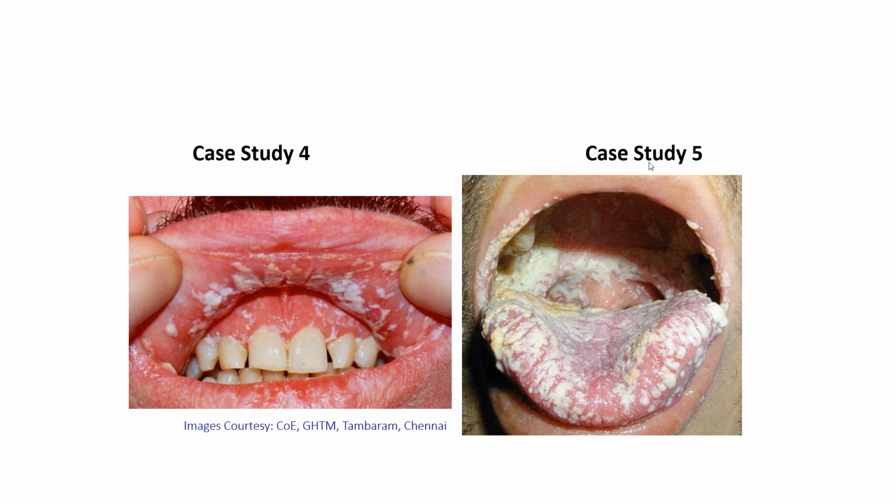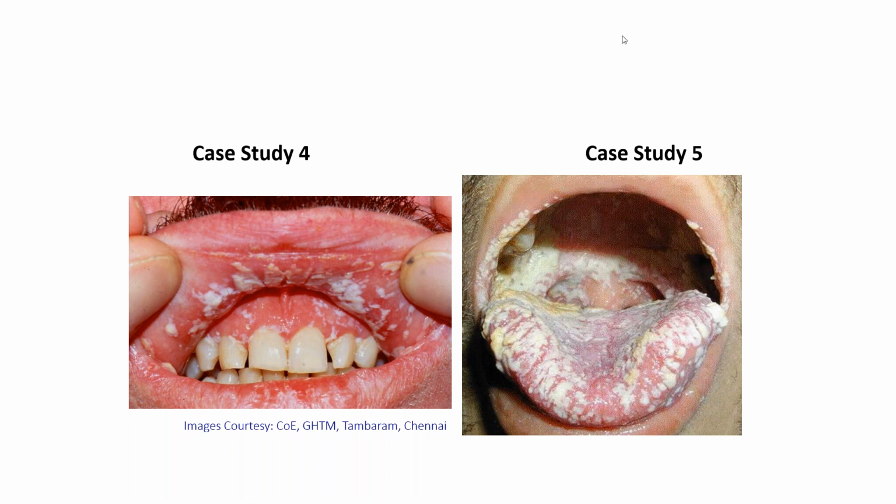If you look at case 5, it is far more extensive. What is happening is you can see that there are these lesions on the tongue, on the dorsal surface. There are also lesions on the soft palate. You can also see the lesions in the fauces. If you can see the fauces here and possibly extending downwards, this becomes pharyngeal to esophageal candidiasis.